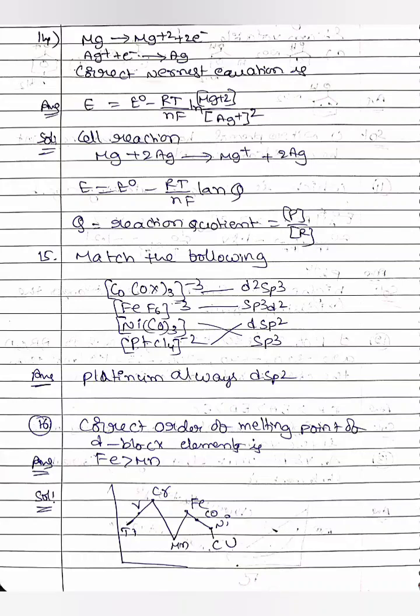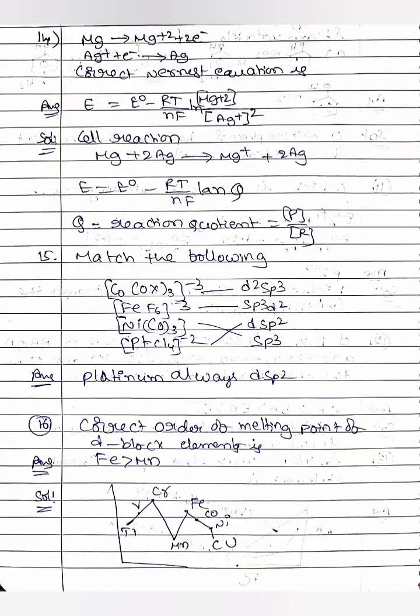Mg gives Mg2+, Ag+ plus electron gives Ag. The correct Nernst equation they are asking for. The overall cell reaction, if we consider Mg plus 2Ag+, gives rise to Mg2+ plus 2Ag. Here I have not mentioned the charges. But the correct Nernst equation will be E is equal to E naught minus RT by nF ln Q. Here Q is the reaction quotient, products by reactants raised to their powers.